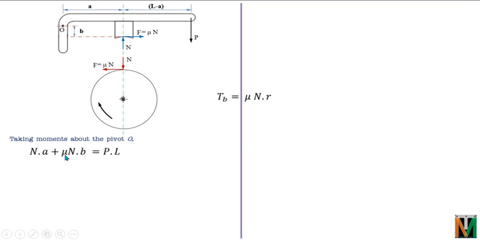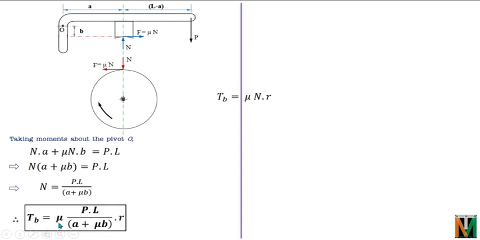We will take N outside, as N is common in both of these. We can write this equation like this. So from here we can calculate N. N is equal to PL upon A plus mu B. So this value can be put in the equation of braking torque. So we can get the braking torque as TB is equal to mu PL R upon A plus mu B. This equation will also give us the value of P, the value of load that should be applied to stop the drum. That is given as P is equal to N into A plus mu B divided by L. This is the equation for load applied.